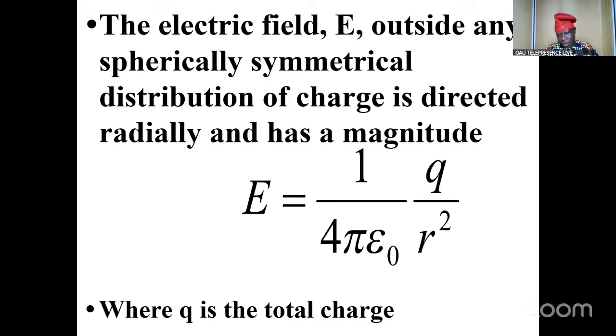So that when you come across another equation that states E equals KQ over R squared, it still means the same thing, because the quantity K is equivalent to 1/4 pi epsilon naught. So Q now represents your total charge. You take note of that.